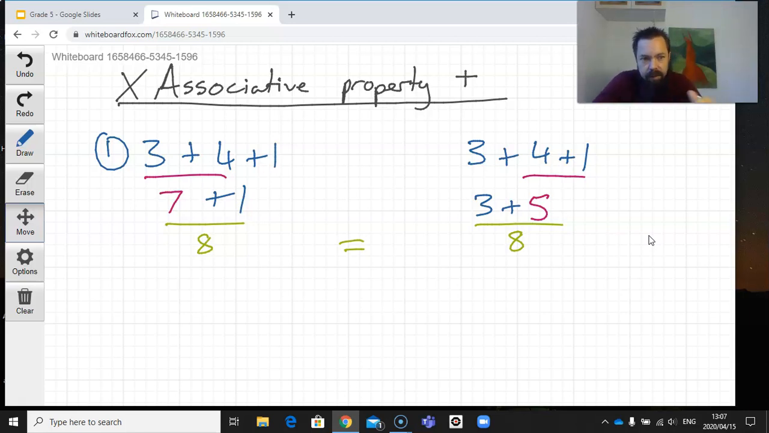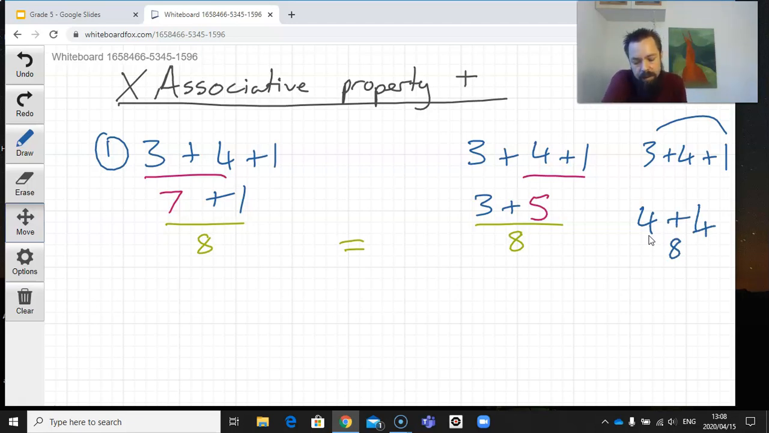In fact, and I'll squish this in a little bit on the right, I could also do it a third way. I'm going to do this quite small, and I'm going to add those two first. So let me actually work it out. 3 plus 1 is 4, and then I'm going to leave the 4 there. 4 plus 4 is 8. So it doesn't matter which way you add them together, you will still get the right answer. That you can only do with plus and times.